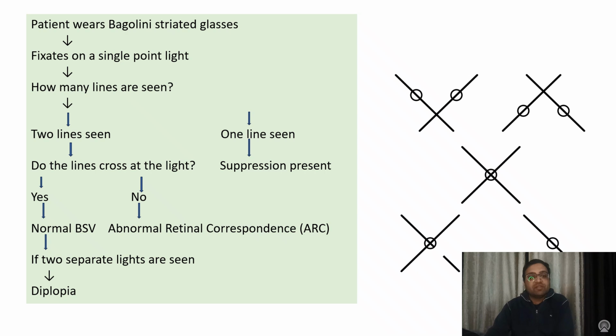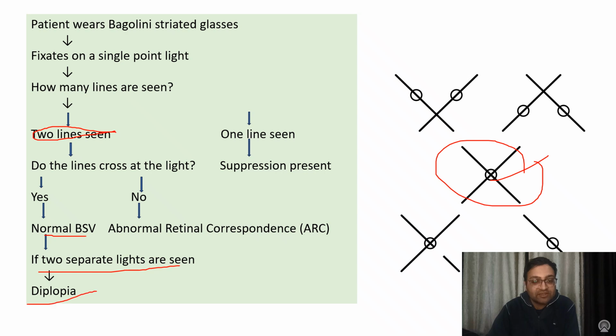Now, patient wears the glasses, fixes on a single light point. If the patient sees two lines, then the next question comes, do the lines cross the light? Like in this case, if yes, then there is normal binocular single vision. If the patient sees two separate lights, then there is diplopia. If these lines do not cross the light, then there is abnormal retinal correspondence. And if there is only one line seen, then this means there is suppression.